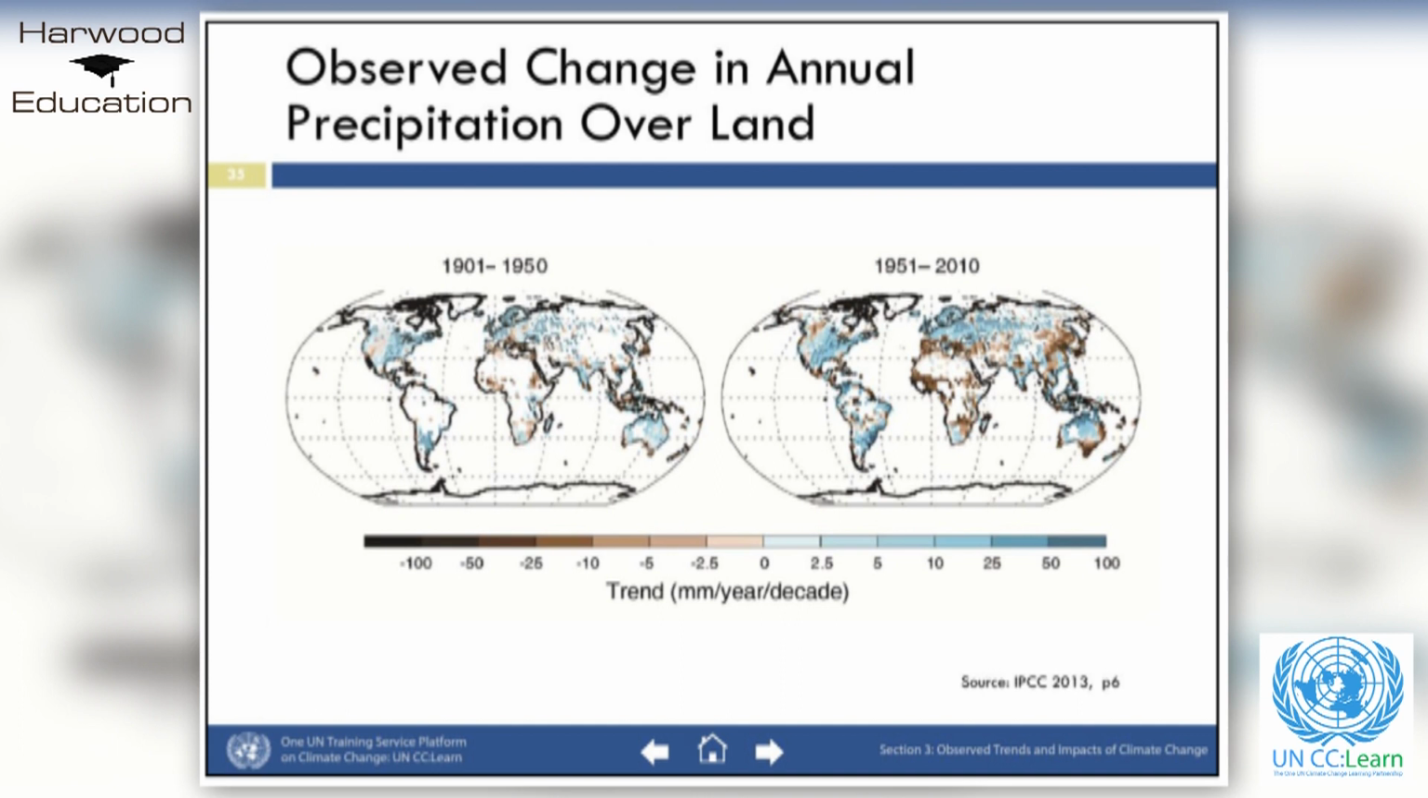Significantly wetter in Eastern, North and South America, Northern Europe and Northern and Central Asia, but drier in the Sahel, Southern Africa, the Mediterranean and Southern Asia. Moreover, widespread increases in heavy precipitation events have been observed, even in places where total amounts have decreased. The two maps show the observed precipitation change from 1901 to 2010 and 1951 to 2010.